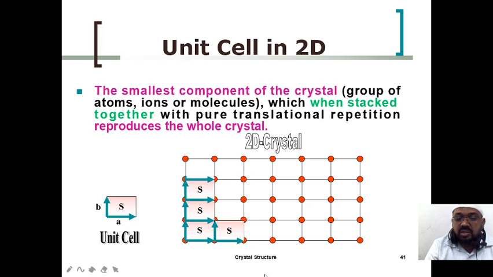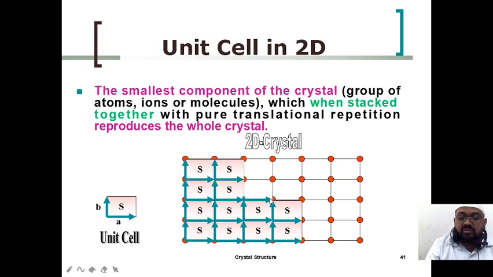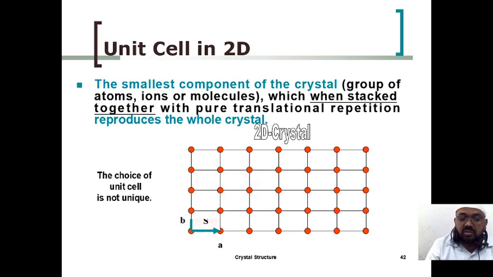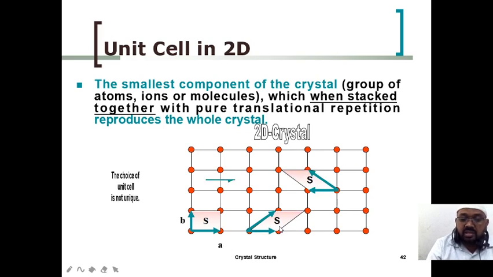And then see here, you can see what this S is. S indicates your stacked spaces, which will be the structure of your unit cell. So the choice of unit cell is not exactly whatever you like. It is not unique. We have taken an example like this.